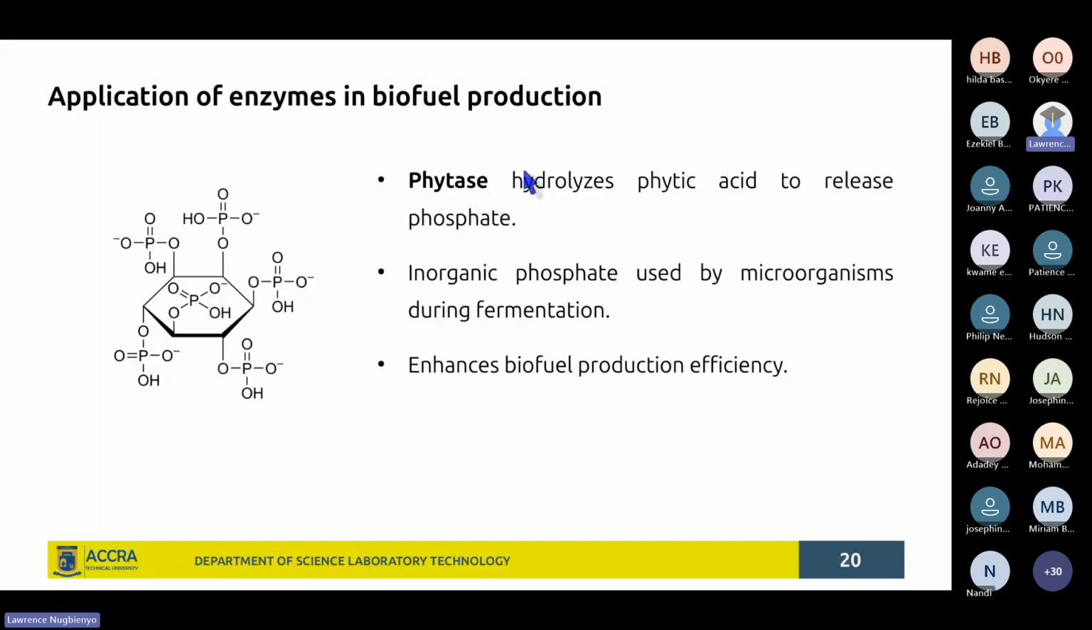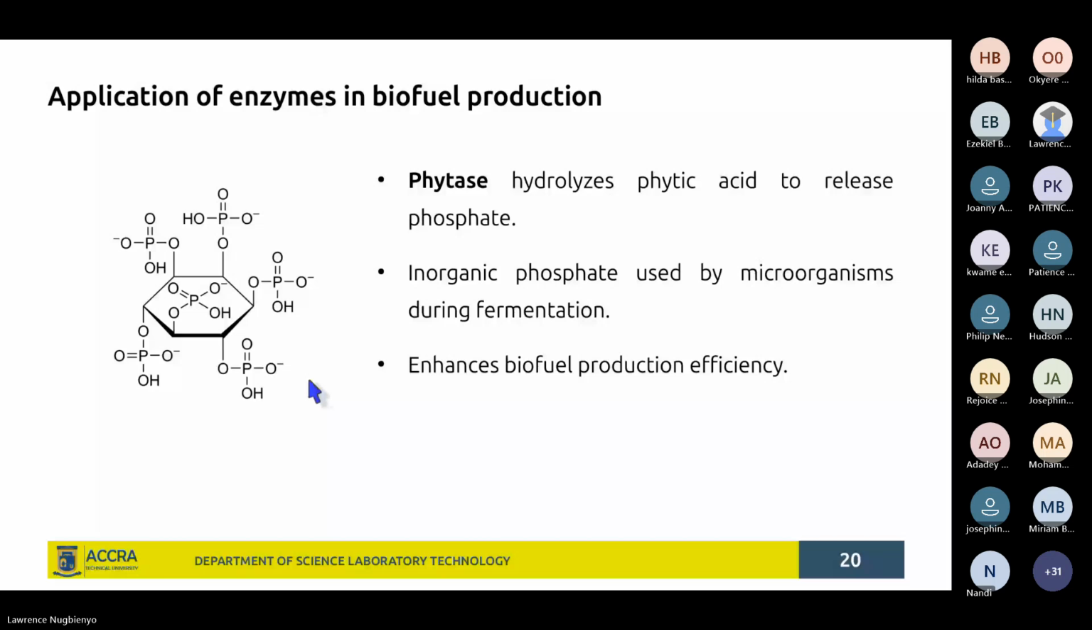If that's not introduced, all of this phytate will be going to waste because it cannot be broken down by amylase. It will not be broken down by either alpha or beta amylase, or the cellulase or pectinase. So this specific enzyme will also be in that mixture of enzymes that are being used in the production of the biofuel.